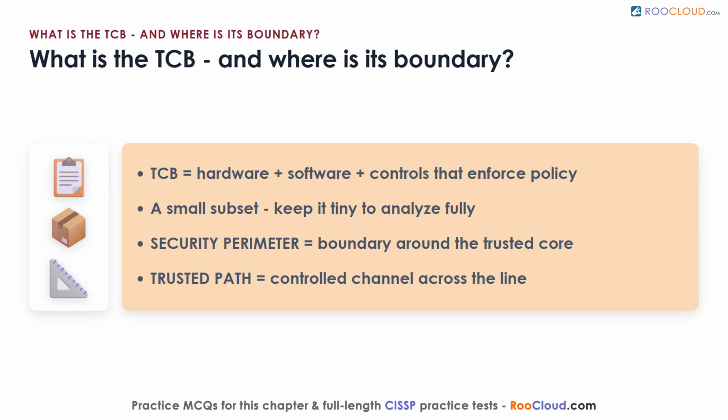The trusted computing base is the combination of hardware, software, and controls that together enforce your security policy. It is only a subset of the whole system, and you want it as small as possible so it can be analyzed thoroughly and trusted completely. Around it sits the security perimeter, an imaginary boundary separating the trusted core from everything else. For the core to talk to the rest of the system safely, it uses tightly controlled, trusted paths, so no insecure communication crosses the line. Think of a bank vault inside a branch. The vault is the trusted base, its wall is the perimeter, and the single guarded door is the trusted path.